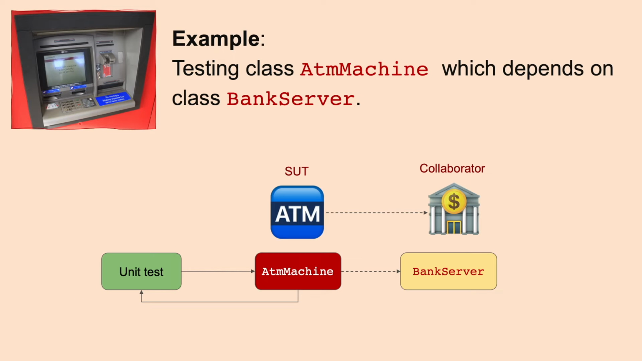Suppose I want to write a class that represents an ATM machine. So this is my ATM machine, and suppose my ATM machine talks to a bank server. For example, when you want to withdraw some money from the ATM machine, the ATM machine should talk to the bank server, make sure that I have enough money in my account. And if so, that money should be debited from my account. And finally, the ATM machine should return the money that I want.